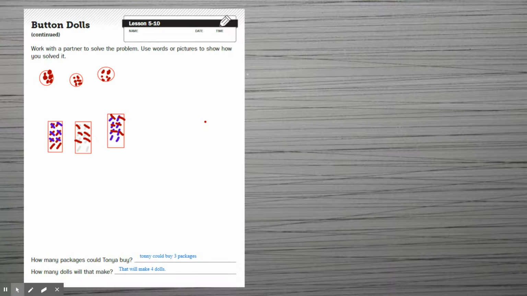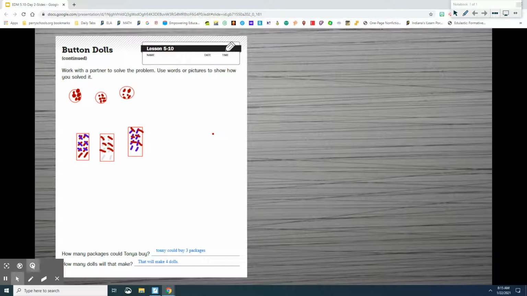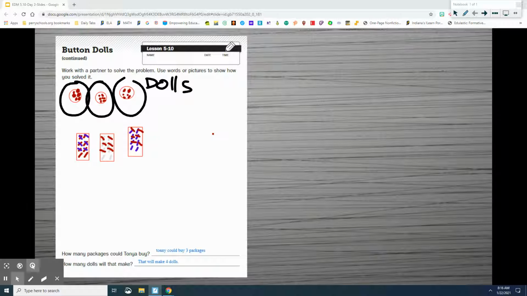So, like I said, I'm going to skip through some of these, and I want to show you a couple that were done correctly, but I want to explain what they did. Okay, so when I'm looking at this student work, I can see that they drew circles, and I'm guessing that these are the dolls that they drew. So I'm going to put that these are the dolls. And then at the bottom, they drew rectangles for the packages of buttons.